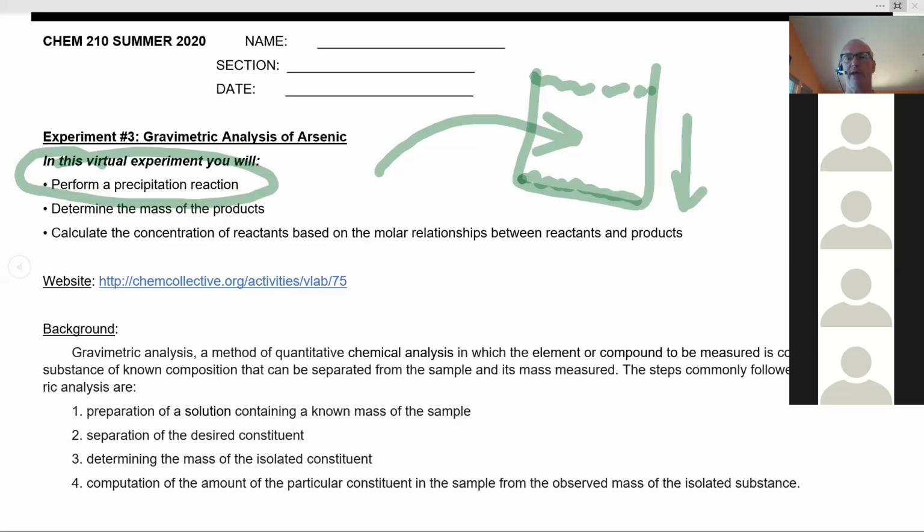Can anyone tell me what stoichiometry means? You're going to be doing a lot of it. You already have been doing some of it. Anyone know what stoichiometry is? Think way back to high school, or even further back.